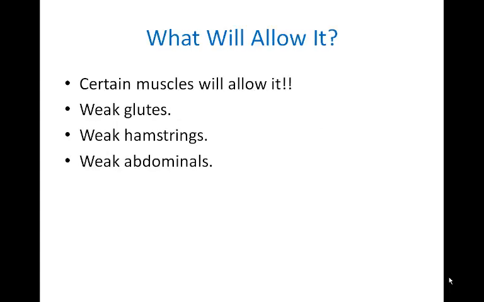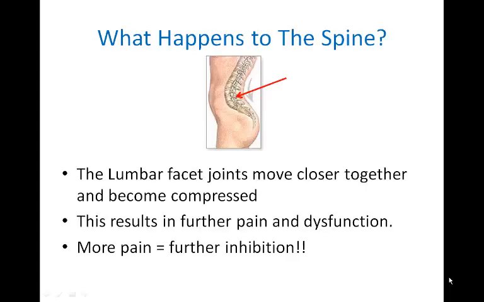Some muscles allow it to happen. Weak glutes, weak hamstrings, and weak abdominals. These muscles become inhibited and put on stretch. The joints of the lumbar spine, or the facet joints, they move closer together and become compressed. This causes further pain and dysfunction.